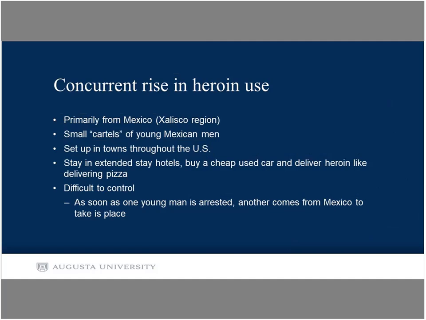So in addition to the prescription opioid crisis, there has been a concurrent rise in heroin use, and that is primarily coming out of Mexico, the Jalisco region of Mexico to be specific. And essentially the way this is operating now, in contrast to the large drug cartels of the past, is now we have small cartels of young Mexican men. They come into the country, set up in towns throughout the U.S., essentially stay in extended stay hotels, buy an inexpensive used car, and then actually deliver heroin to people's door as if they are delivering pizza.